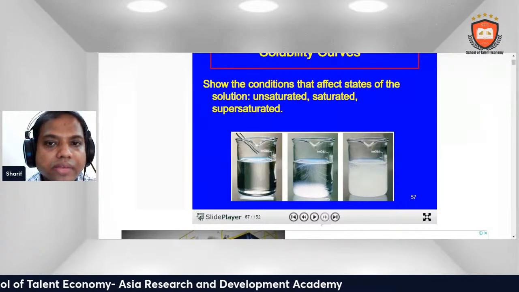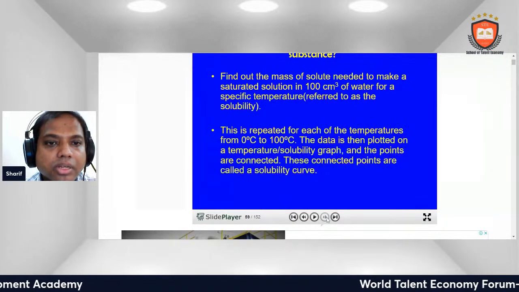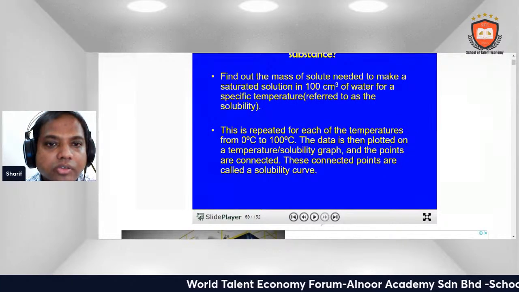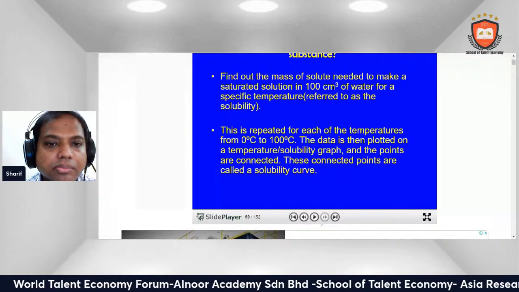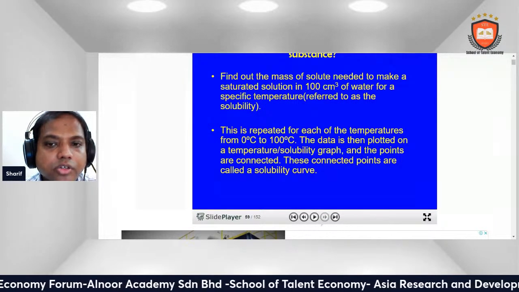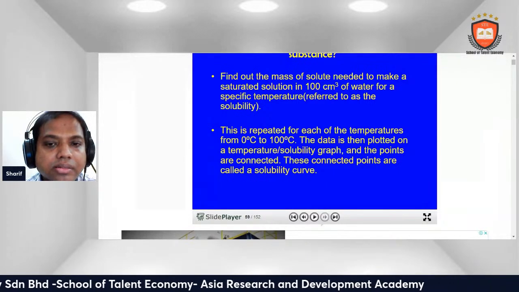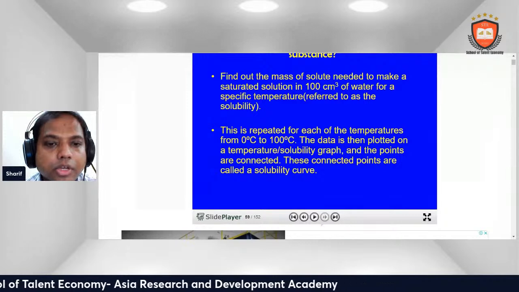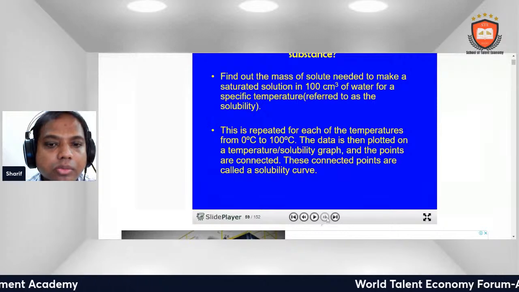Show the conditions that affect the state of the solution: unsaturated, saturated, supersaturated. Solubility tables find the mass of solute needed to make a saturated solution in 100 cm3 of water at a specific temperature. This is prepared for each temperature from 0 degrees Celsius to 100 degrees Celsius. The data is plotted on a temperature versus solubility graph, and the points are connected. These connected points are called a solubility curve.